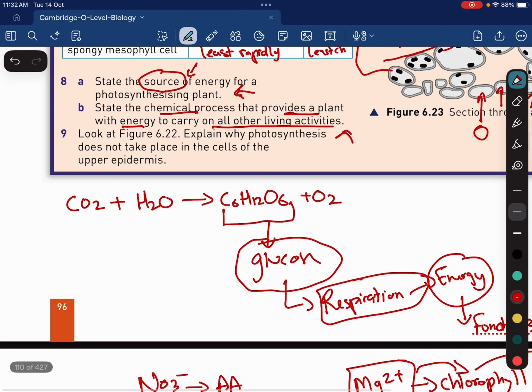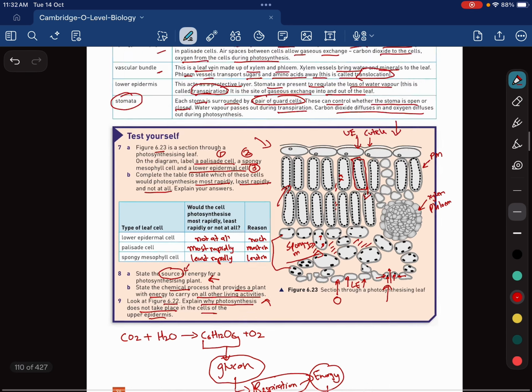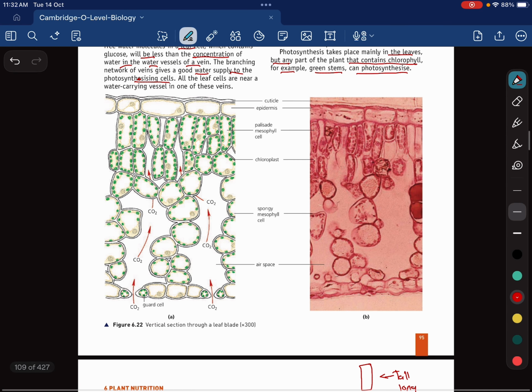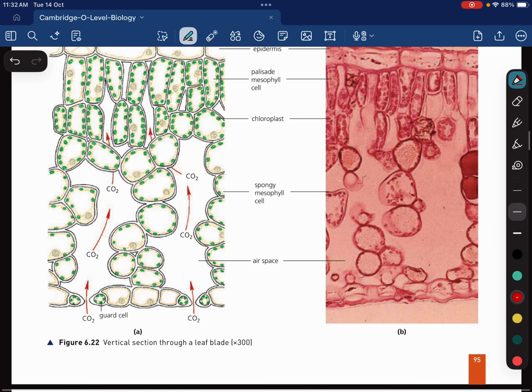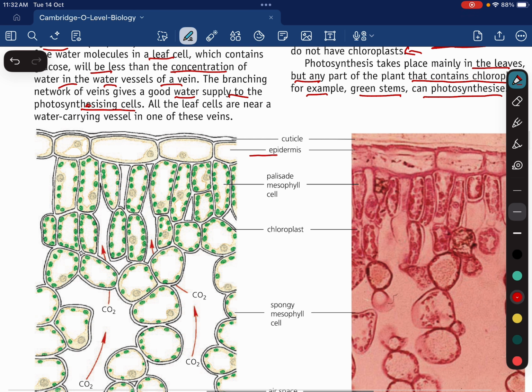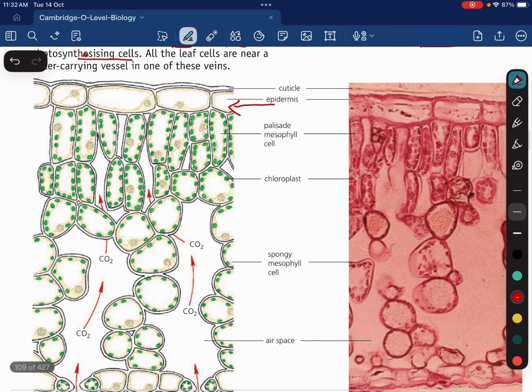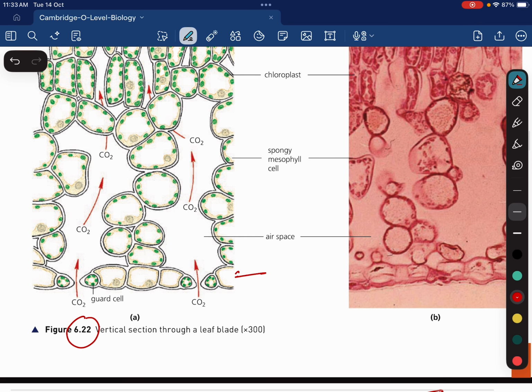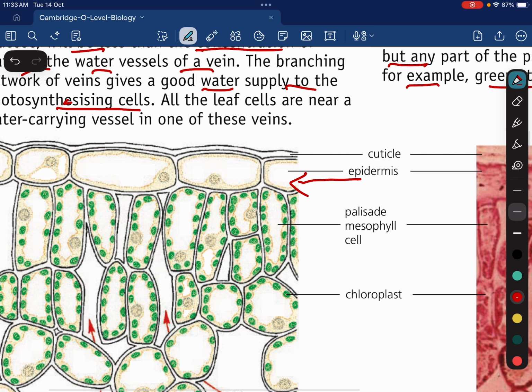Last question is question number 9. Look at figure 6.22. Explain why photosynthesis does not take place in the cells of the upper epidermis. Let's go to the image here, and as you can see in 6.22, they're asking about the upper epidermis. This is the upper epidermis because this is the upper side of the diagram, and over here we have the lower epidermis. So we're asking why do these cells not photosynthesize?